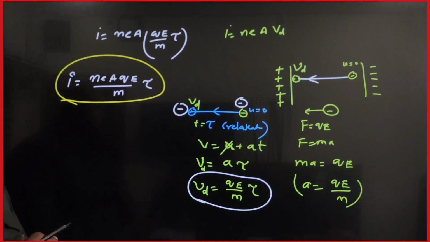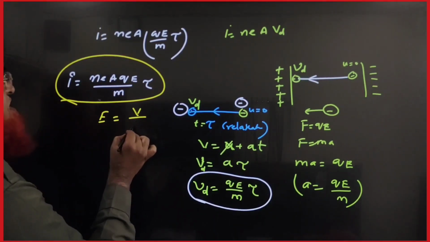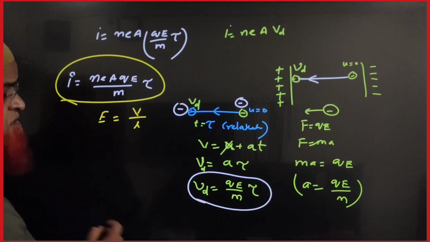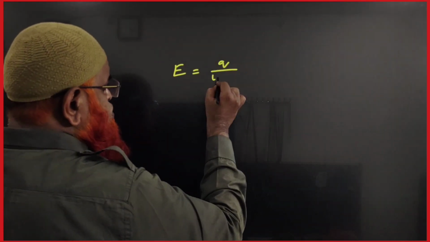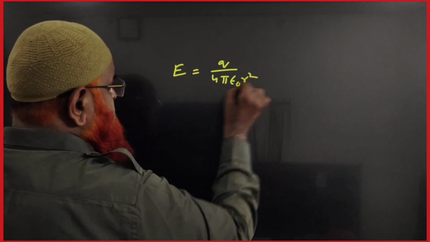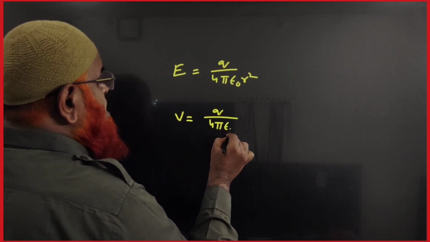Then what is the relation between potential difference and electric field intensity? See, I told you already that electric field intensity is nothing but potential difference by length. Is it? Why is it so? Because the formula for electric field intensity is Q by 4 pi epsilon naught into R square, whereas electric potential can be taken as Q by 4 pi epsilon naught into R.